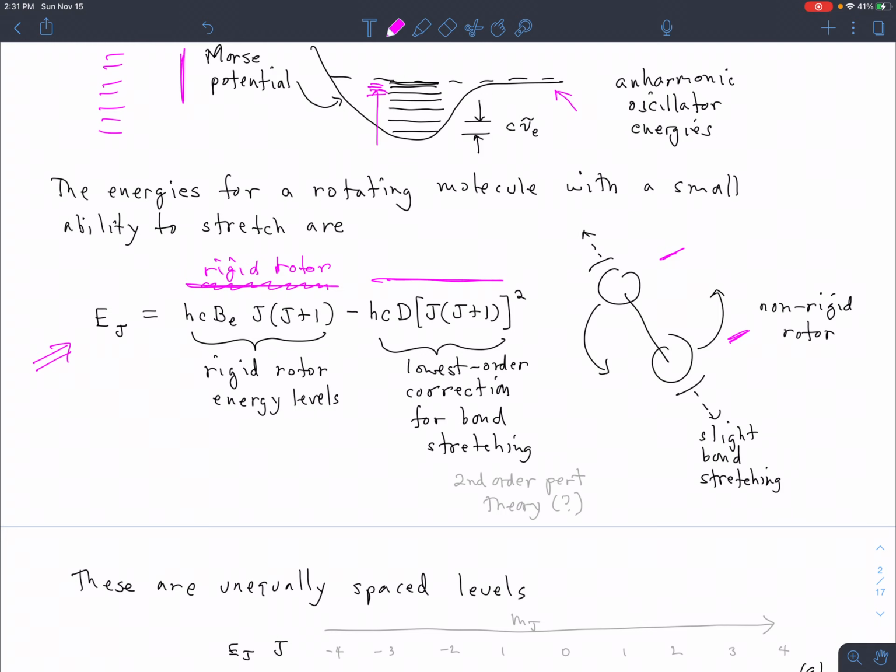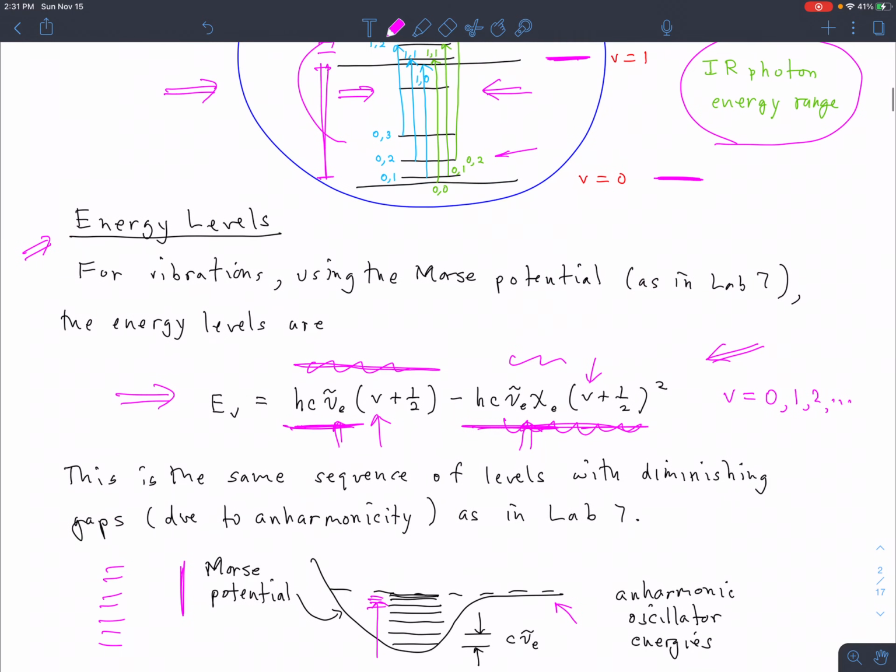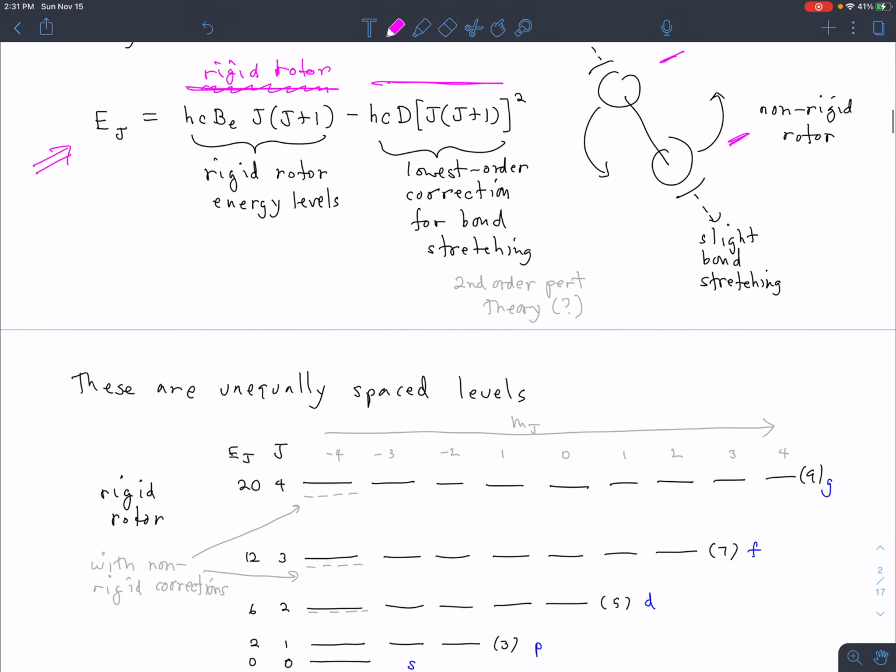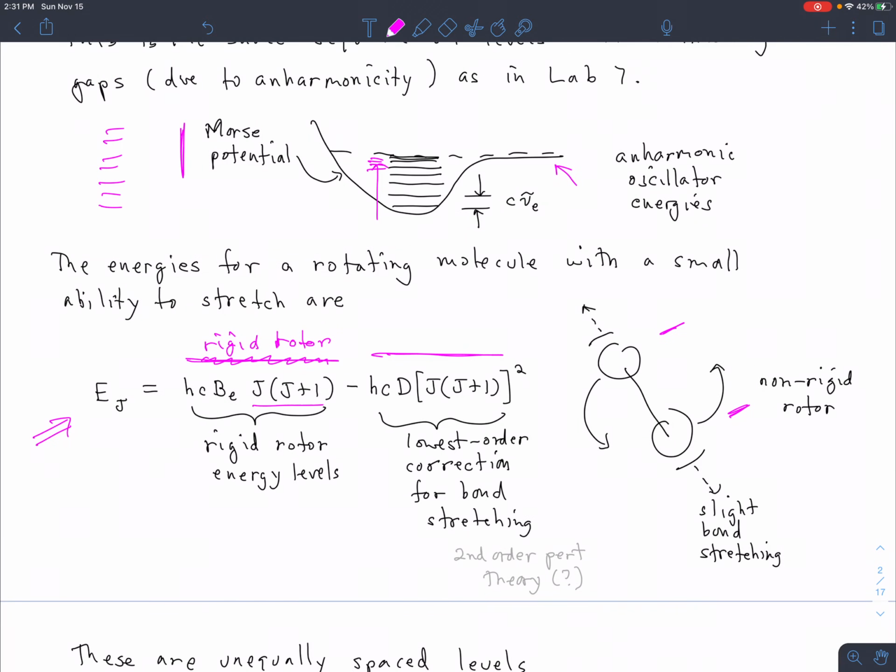And notice that there's some similarity here. Here it's v plus a half, where v is the quantum number in effect, and then it's v plus a half squared in the second term. Same kind of pattern down here: J times J plus 1. J is the quantum number, of course, the rotational quantum number, and it also goes from 0 to infinity in integer steps.